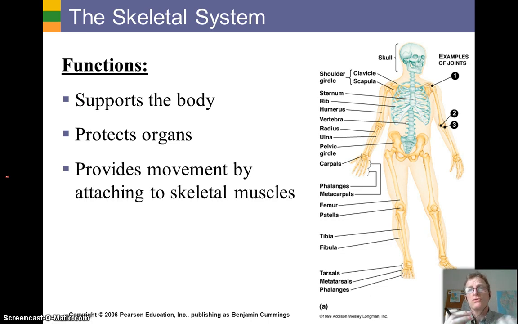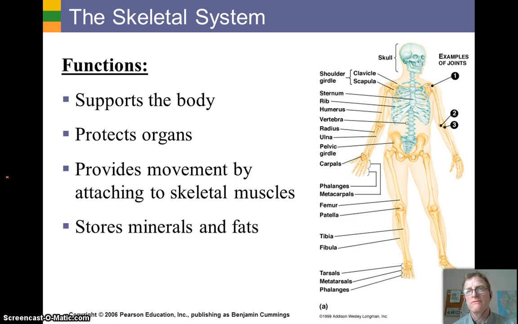Number three, providing movement to bones. So muscles move our body, but muscles can't move unless they're attached to a bone. So muscles move the body by pulling on two different bones to create that movement. So we'll talk about how muscles attach to bones and how they work together in movement.